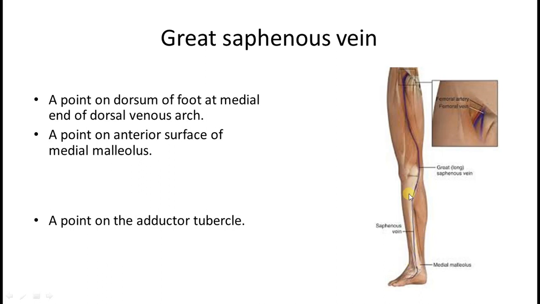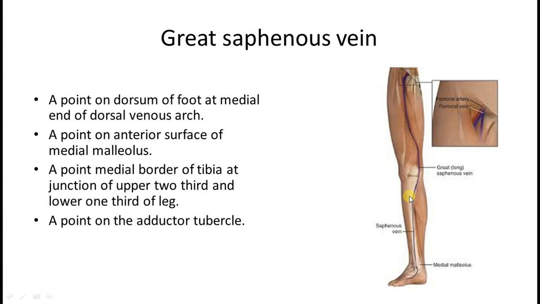Then the third point will be on the medial border of the tibia, at the junction of the upper 2/3 and lower 1/3 of the anterior border of the tibia. And then a point on the adductor tubercle. So: the medial end of the dorsal venous arch, in front of the medial malleolus, the medial border of the tibia at the junction of upper 2/3 and lower 1/3, and a point on the adductor tubercle.